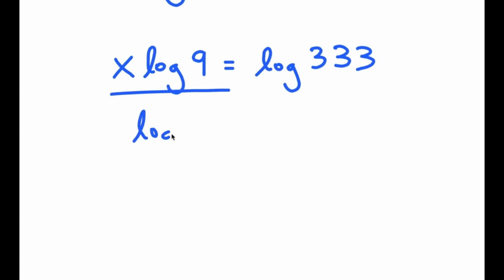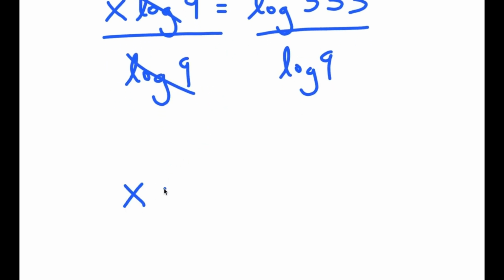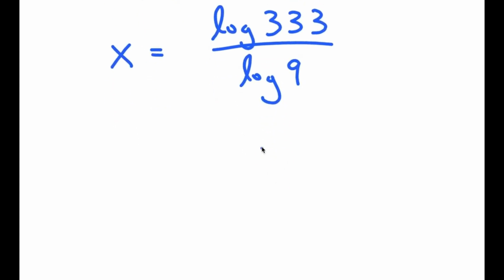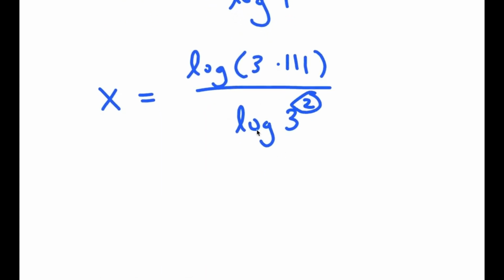From here, I'm going to divide both sides by log 9 because we obviously want to isolate x. So these two cancel out, and I get x is equal to log of 333 over log 9. Now, I can rewrite log of 333 as log of 3 times 111. And I can rewrite log of 9 as log of 3 squared. Now, we know that if I have something in the form log a to the power of b, I can move b to the front.